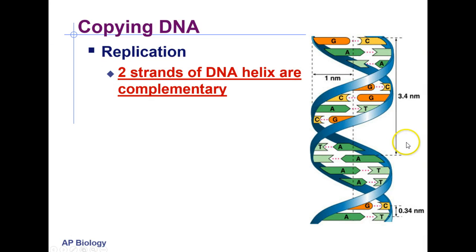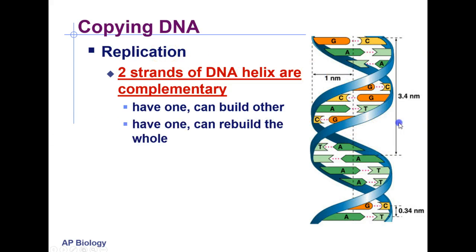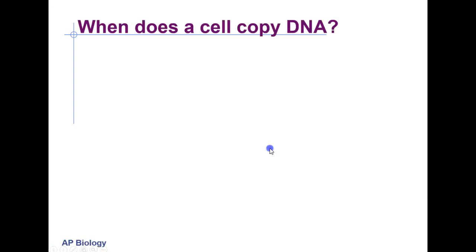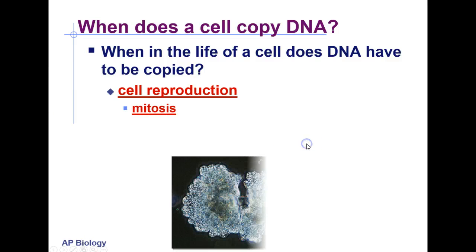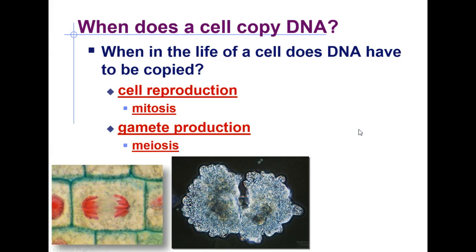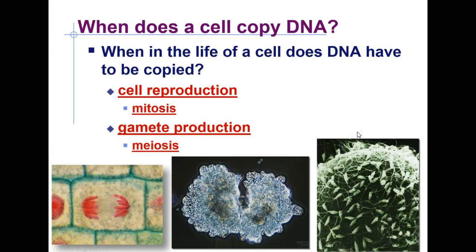When DNA copies itself, it can break apart the hydrogen bonds in the middle, and then enzymes come in and fill in the other side. That makes replication or copying much more efficient and easy for DNA. Because if there's a G here, well, then it knows to put in an A on the other side. It's like matching halves. Cells have to copy DNA when they want to reproduce. That would be during mitosis, and when they want to make sperm and egg, during meiosis.